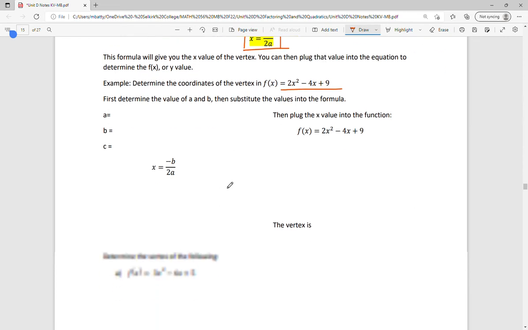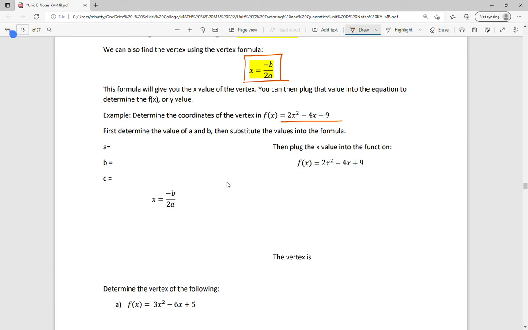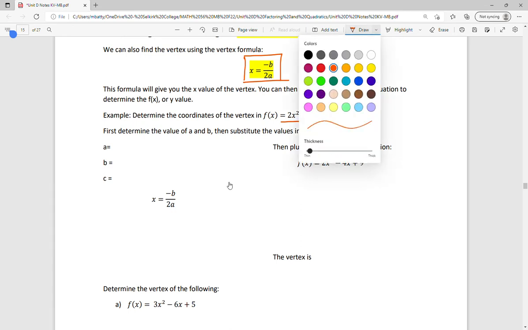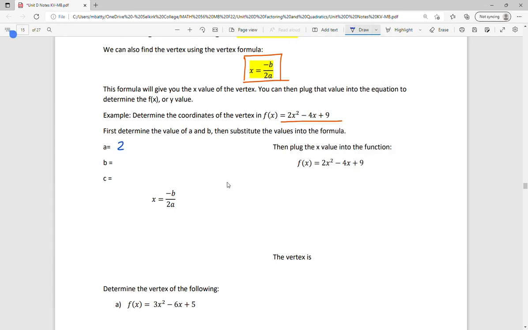So as we go through with this specific example, my A value is 2, my B is -4, and my C is 9. My vertex equation is that. You'll notice that this is on your formula sheet as well. If I sub into it, x is equal to negative of (-4), always subbing in with brackets, over 2 times 2. So x would actually equal 4 over 4, or x equals 1.